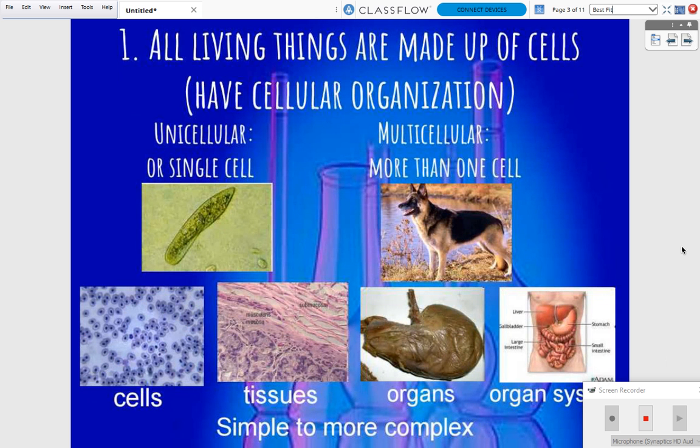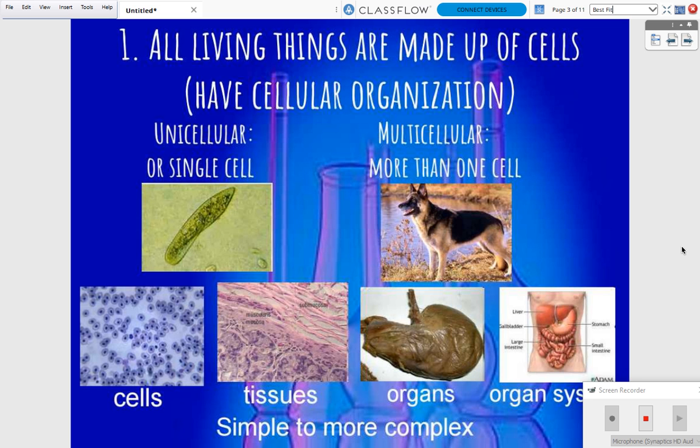So characteristic number 1. All living things are made up of cells. They have what's called cellular organization. Now there are 2 types. We have unicellular, which means single-celled organism, and those are little teeny tiny organisms that can only be seen using a microscope. Then we also have multicellular organisms, and these are the ones that you can see when you look outside and you make observations about your environment. That means that they are made up of more than one cell. You and I are multicellular organisms.